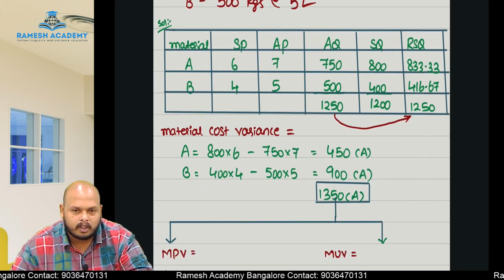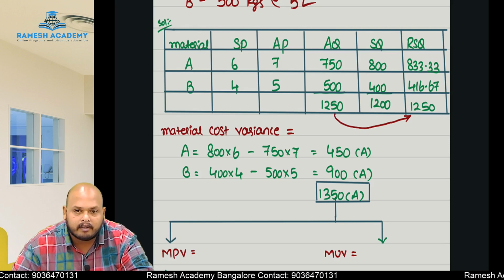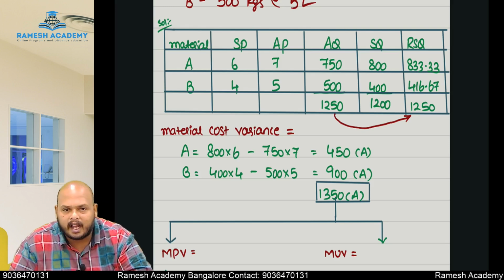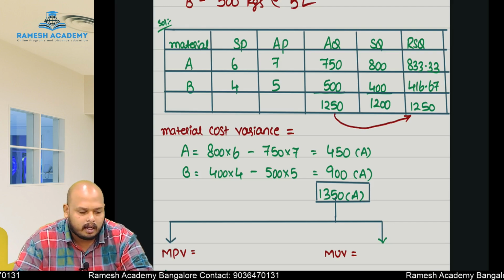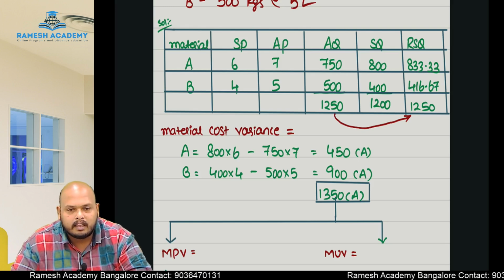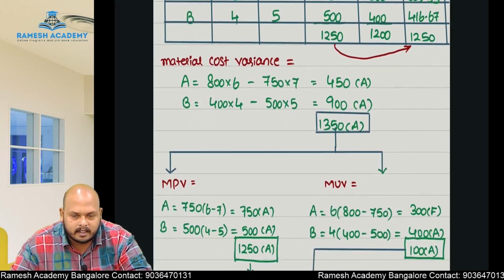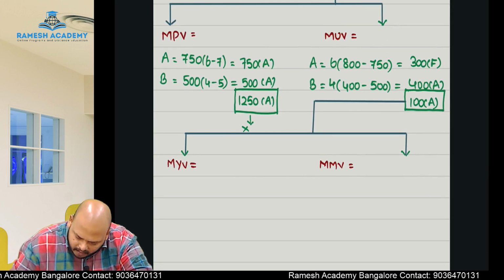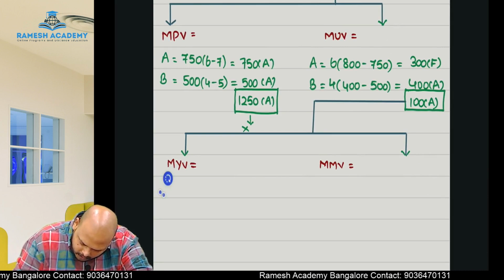So the formula will be the comparison between the standard quantity and the revised standard quantity. That is called the yield variance. There are two materials.